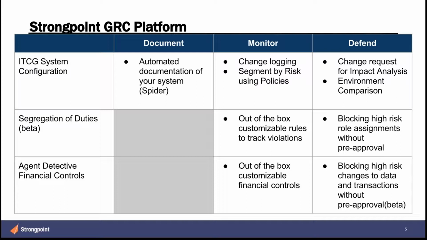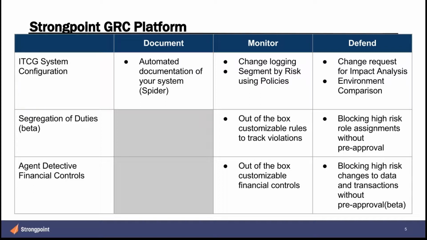And then at the very bottom, we have agent detective financial controls. This looks at changes to data and transactions, because the top row is really just about the configuration, like if you're changing a saved search or something. But the whole other side of the account is the data. As you go across the columns, the first column is where most people get started. It's just pure documentation. You're pretty much done with this, as you know, after the first week or two of implementation, once the spider is up and running. So you have complete documentation of all changes, of all the customizations in your account.